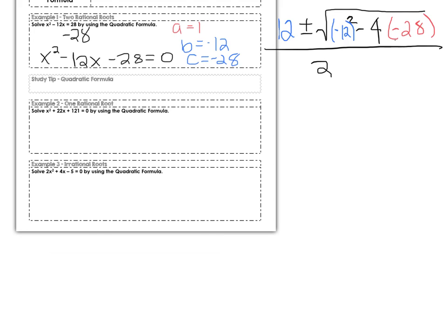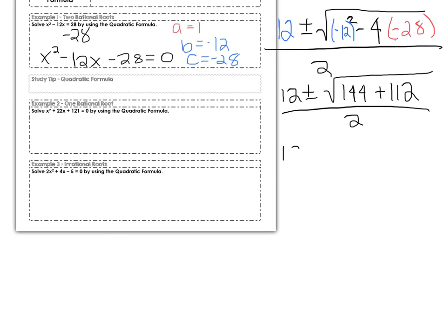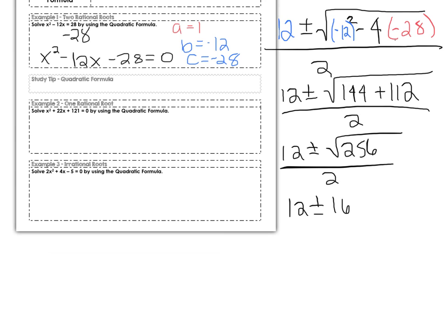So now, it just is going to take me simplifying my radical. So we have negative 12 squared is 144, and a negative 4 times a negative 28 is going to be a positive 112, and it's all over 2. So now, under the radical, 144 plus 112 is 256. So then take the square root of 256, and we get 16.